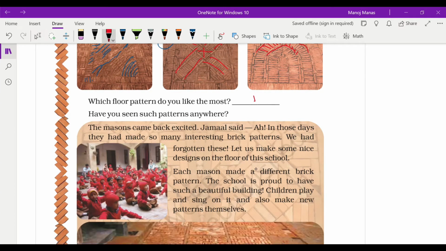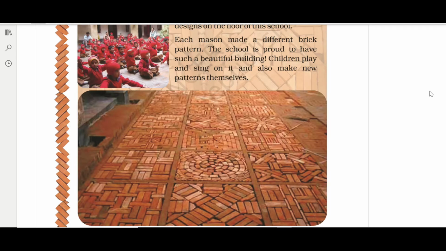The masons, those three whose names are mentioned in the above paragraph, came back excited. Jamal said, "Ha! In those days, they had made so many interesting brick patterns. We had forgotten these. Let us make some nice designs on the floor of this school." Each mason made a different brick pattern. The school is proud to have such a beautiful building. Children play and sing on it and also make new patterns themselves. You can see on the screen some different types of patterns which the masons made.